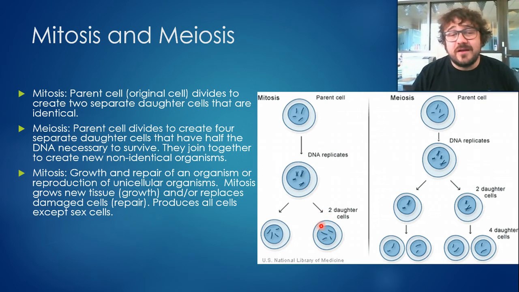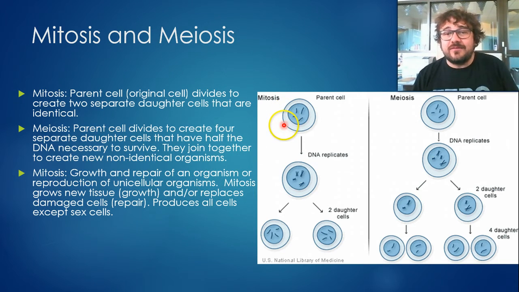So the point of mitosis is, for multicellular organisms, growth and repair of an organism, or reproduction for unicellulars. So mitosis grows new tissue, so this is growth, so you start off with a small amount of muscle, and then after one growth cycle it can double, or it replaces damaged cells, and this is repair. So if you get a cut, or you bleed too much, you need to make more blood, it is mitosis which is used to replace damaged cells, okay? And it produces all of your cells except for sex cells.